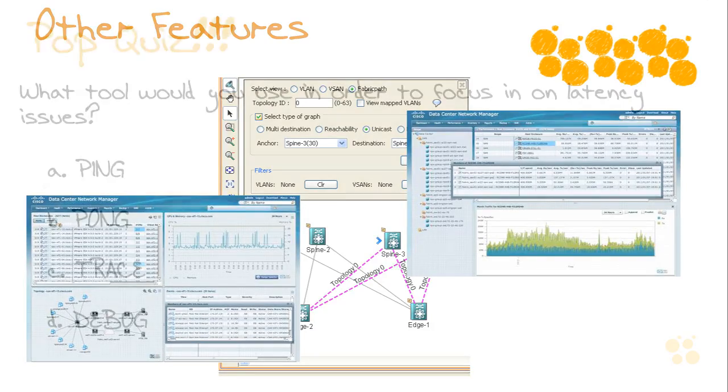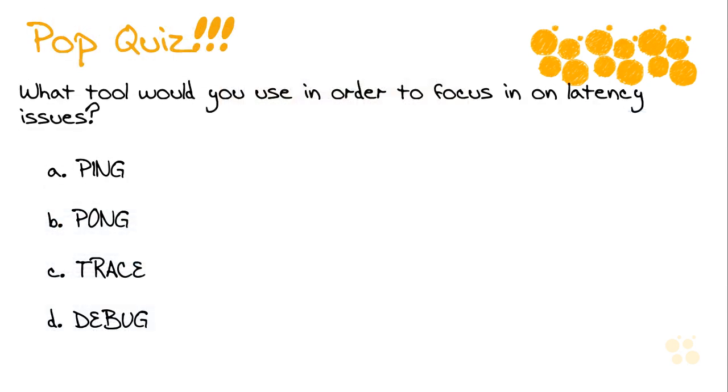Pretty cool stuff. So now let us wrap up this nugget with one of our additional features for the course, our pop quiz. We'll go through some questions here involving the last couple of nuggets. What tool would you use in order to focus in on latency issues? Would that be ping? Would it be pong? Would it be trace? Or would it be debug?